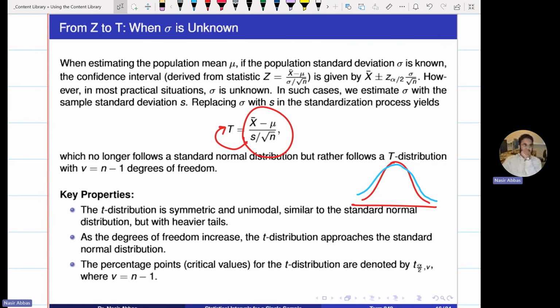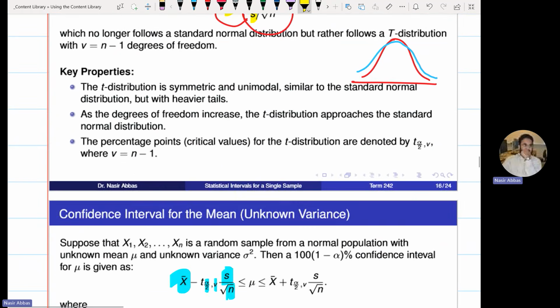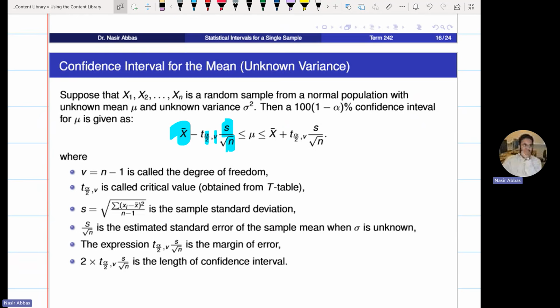As we discussed in our previous class, when sigma is unknown, you replace it by its counterpart from the sample, which is the sample standard deviation. When you replace it by the sample standard deviation, we said that the resulting distribution is no longer z, it becomes t. And when you substitute this into the confidence interval formula, the formula becomes this, where sigma is replaced by s and the z critical value is replaced by a t critical value.